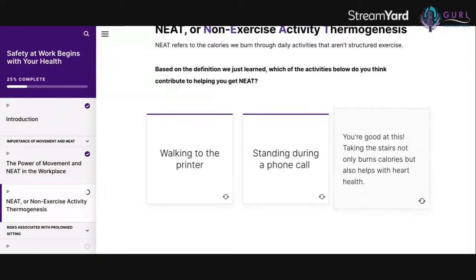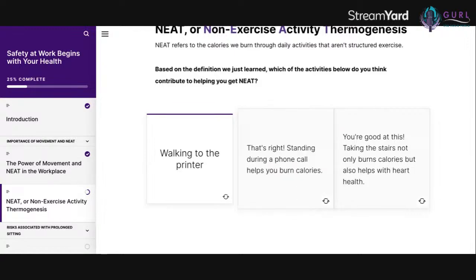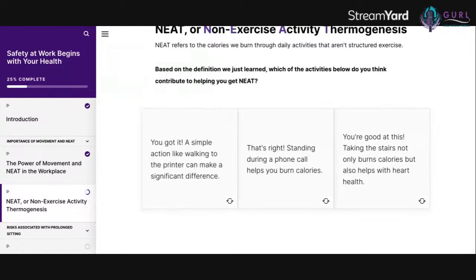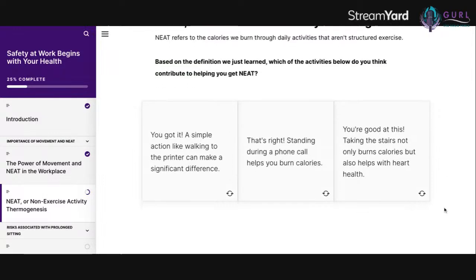So taking the stairs not only burns calories, but also helps with heart health, right? So the feedback loop is really good. Make sure that you are providing feedback, never just a no or a yes, but give it to them. The next one says standing during a phone call. That's right. Standing during a phone call helps you burn calories. And then walking to the computer. You got it. A simple action like walking to the printer can make a significant difference.